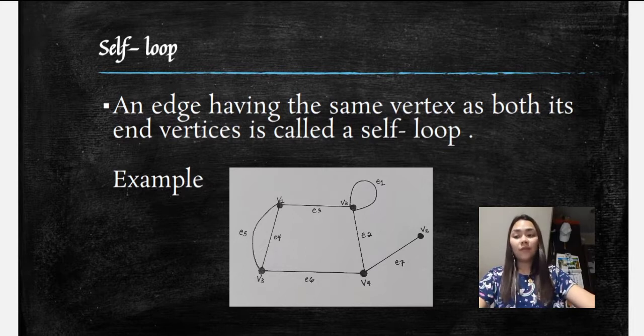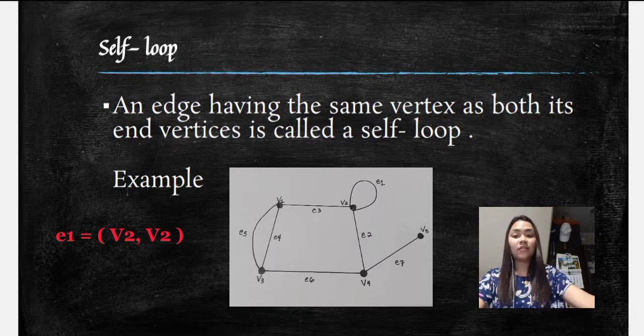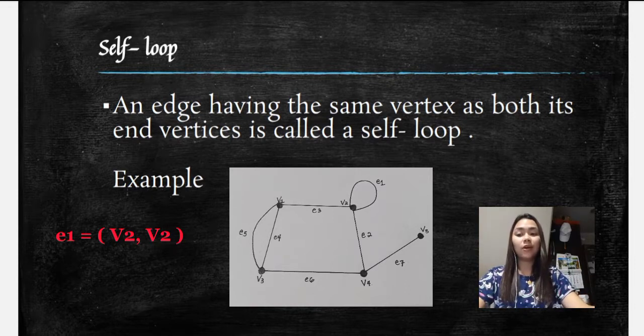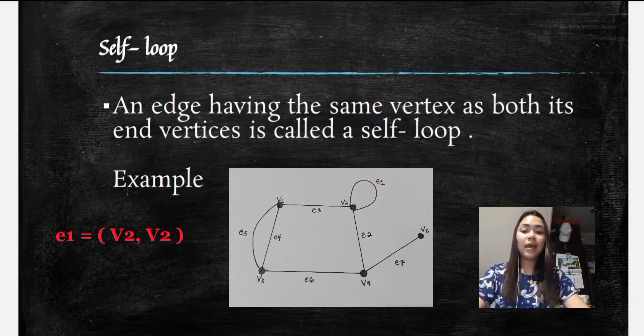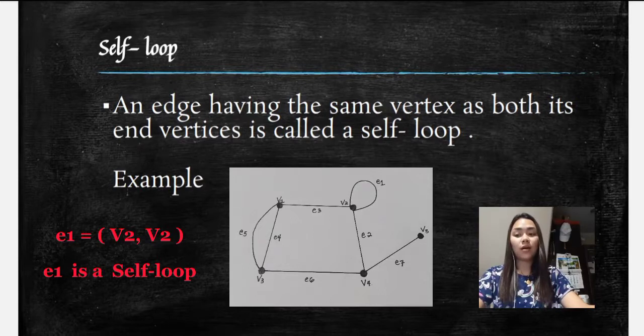Self-loop in a graph: an edge having the same vertex as both its end vertices is called a self-loop. If we observe this graph, we find that this edge e1, identified by the pair of vertices, starts at vertex v2 and ends at vertex v2. Both of its vertices are the same, so this edge e1 is a self-loop.